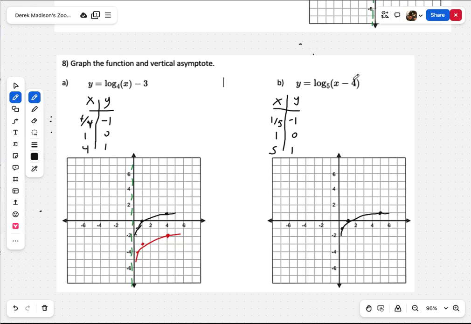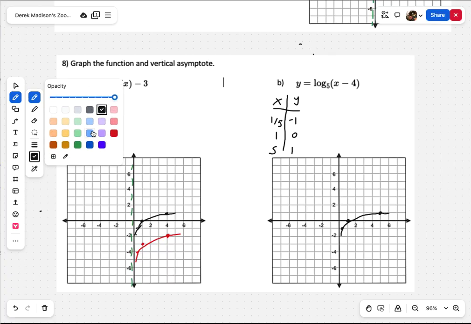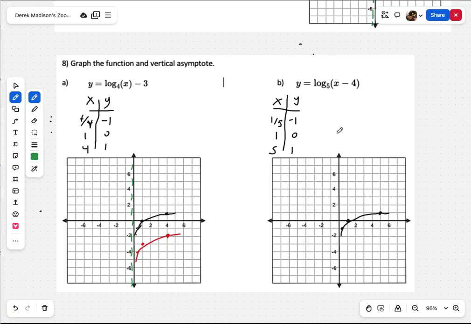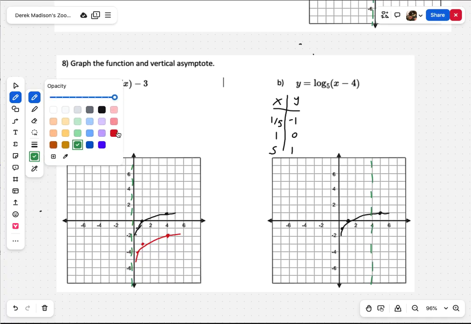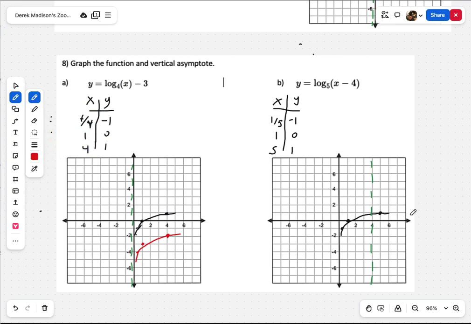With this one, since we have a left-right shift, that means that the vertical asymptote is going to shift this time. So let me get that drawn in. It's going 4 to the right. And then I'll just move all these points over 4, which are just off the graph for that one. There and there.